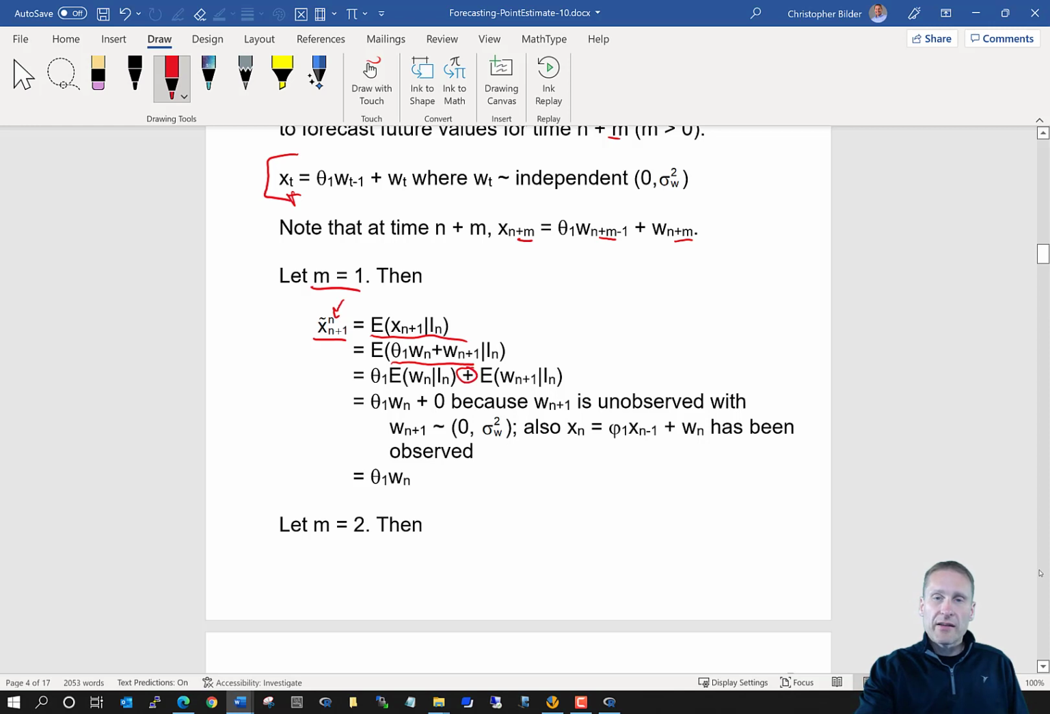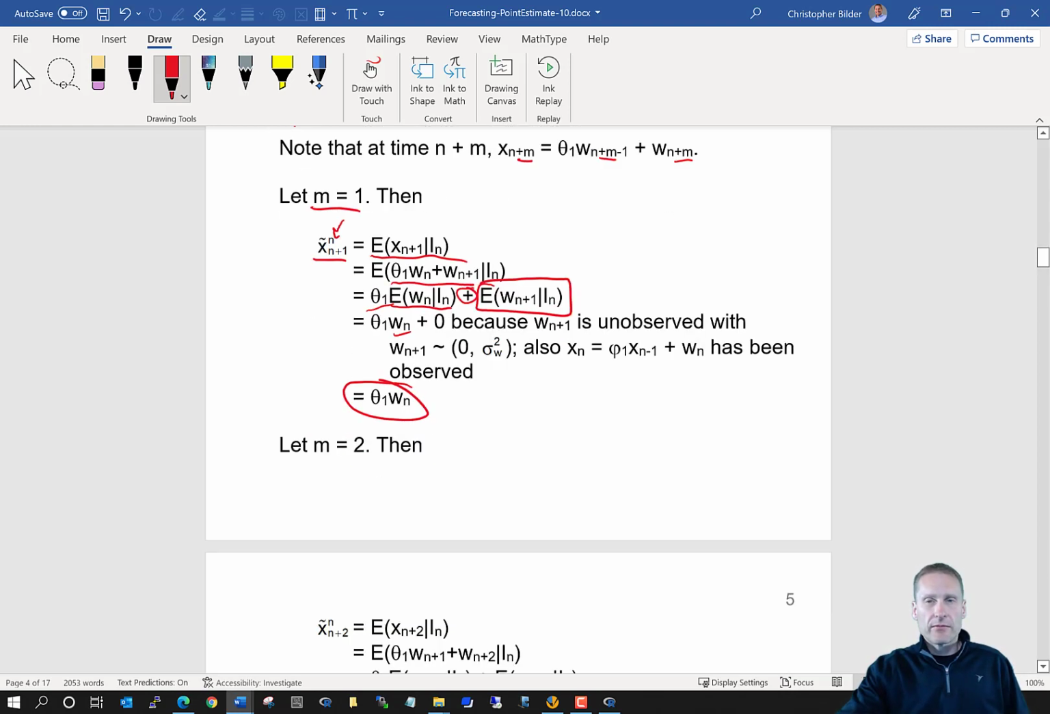Then I can move my expectation through the sum. I can factor out constants that are inside the remaining expectations as well. And we've already seen this right here. What's the expected value of w sub n plus 1 given my past? Well, that's equal to 0. And what's the expected value of w sub n given information up to time point n? Well, as I said before, given our model structure, and given that we've had information up to time point n, essentially we've observed w1 through wn. And so the expected value of Wn given I sub n is just Wn. So the first forecasted value is theta 1 times Wn. More about that W shortly.